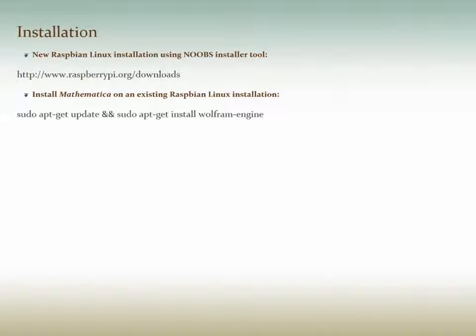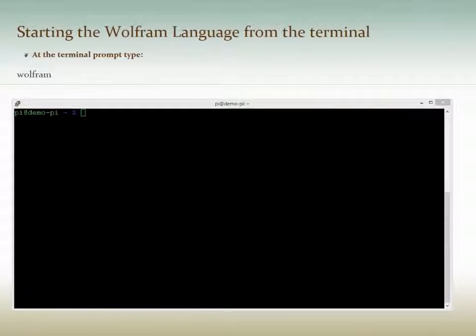If you already have Linux running on your Raspberry Pi, then you can install Mathematica and the Wolfram Language by typing the command shown on the screen at the terminal prompt and following the instructions shown on your terminal. To start the Wolfram Language, open a terminal window on your Raspberry Pi or use a tool like PuTTY to log into your Pi from a Windows machine. On a Mac you can also use your terminal app to log into your Pi using the secure shell command SSH.